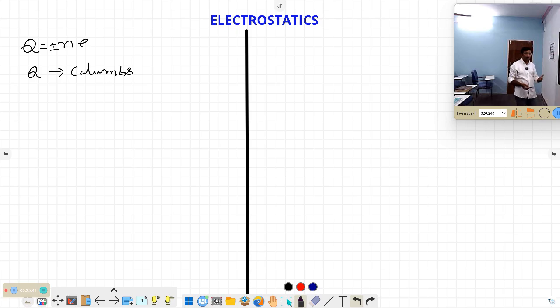We can also write it in terms of stat coulombs. We have a lot of relations in the measurement of this charge. So mainly we measure in terms of coulombs, microcoulombs, like that. So in this case, coulomb is the unit of this charge.